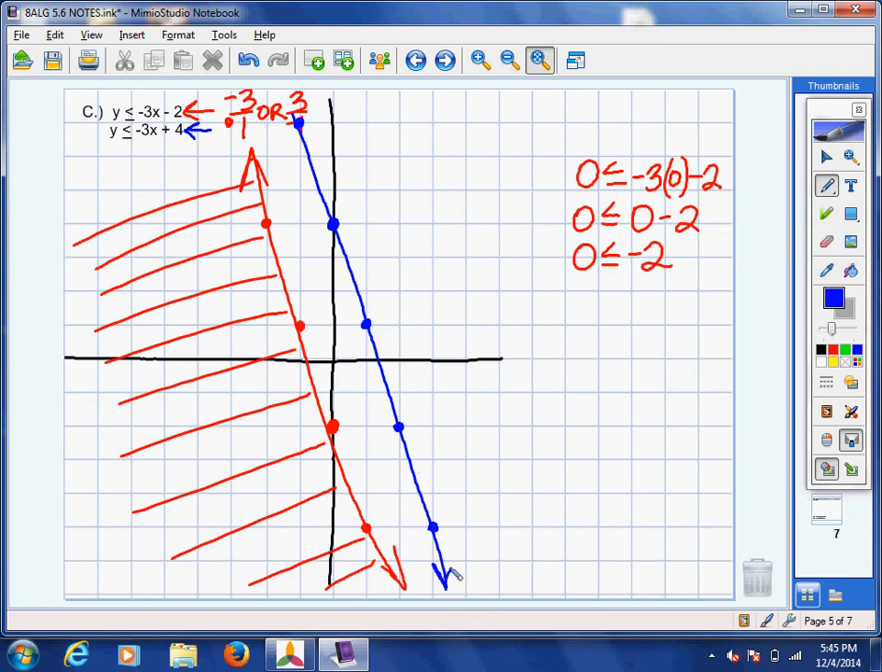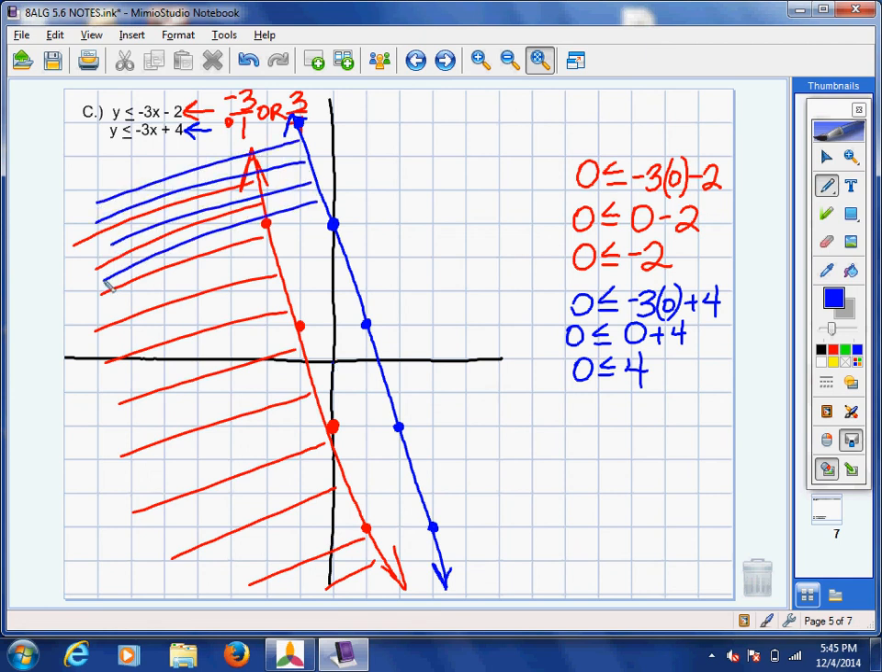There you go. And now we got to determine which way to shade. So we would say, okay, let's plug in that 0, 0 again. Is 0 less than or equal to negative 3 times 0 plus 4? In other words, is 0 less than or equal to 0 plus 4, which is 4? Is 0 smaller than 4? Yeah, actually it is. So you can see 0, 0 is on the left side of the blue line, and that means that's the side we're going to shade, the left side.